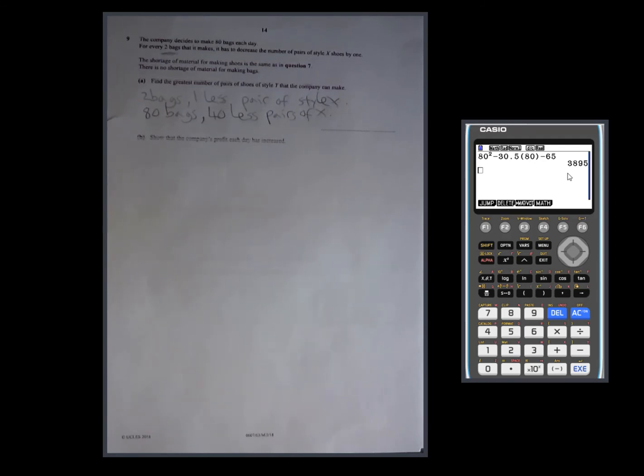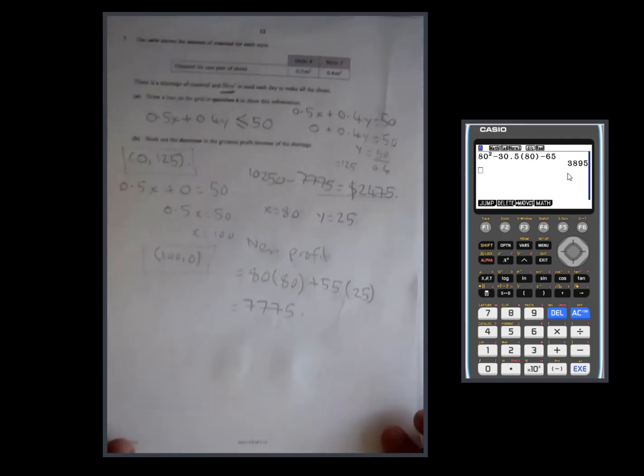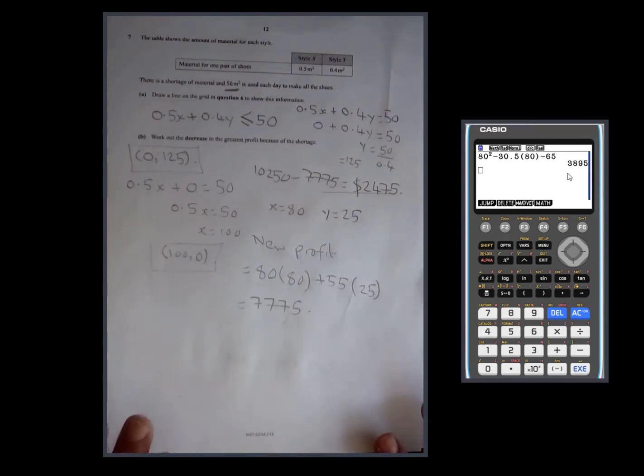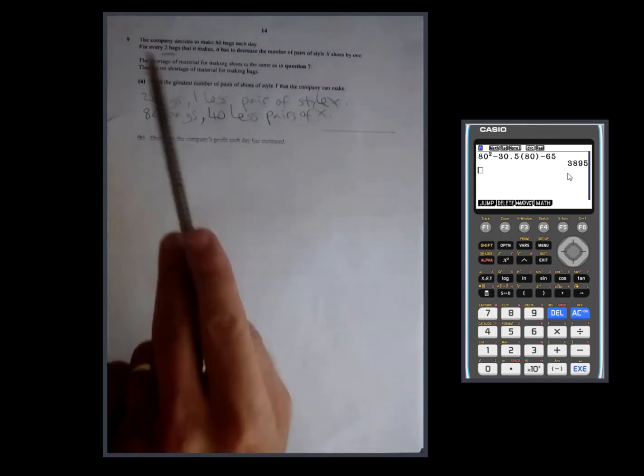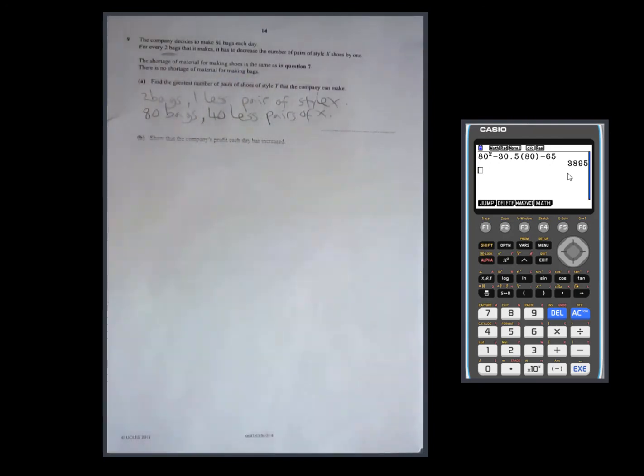And if I go to question 7b, remember we need to do a lot of flicking around. If you go to 7b, we had this new constraint, because this question does say the shortage of material for making shoes is the same as in question 7.